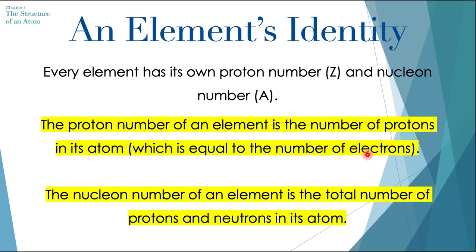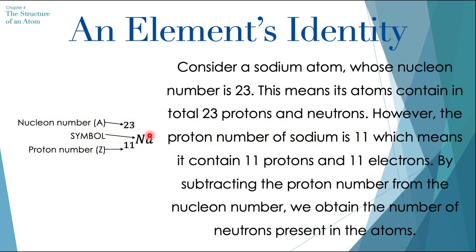So, the way we write atoms down is something like this, in which we write the proton number as well as the nucleon number. And using these two, we can identify the number of neutrons and electrons in this atom as well. So consider a sodium atom here, whose nucleon number is 23. Nucleon number means protons plus neutrons. This means its atoms contain in total 23 protons and neutrons. However, the proton number of sodium is 11. Here we write the proton number, which means it contains 11 protons and 11 electrons because the number of electrons is equal to the proton number. So if the proton number is 11, then the electron number would also be 11.